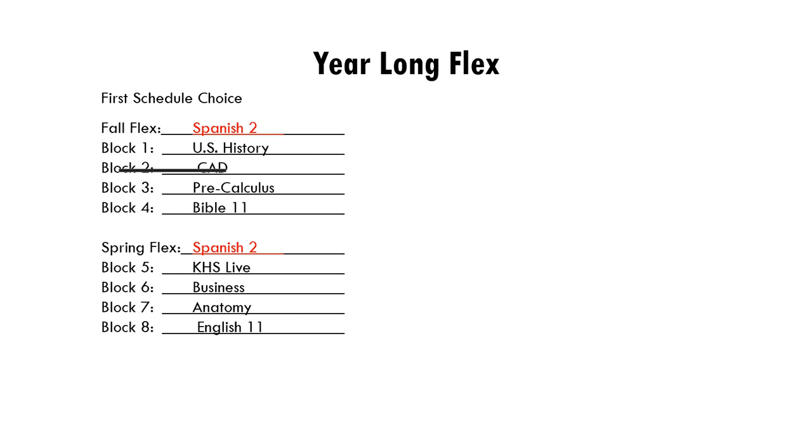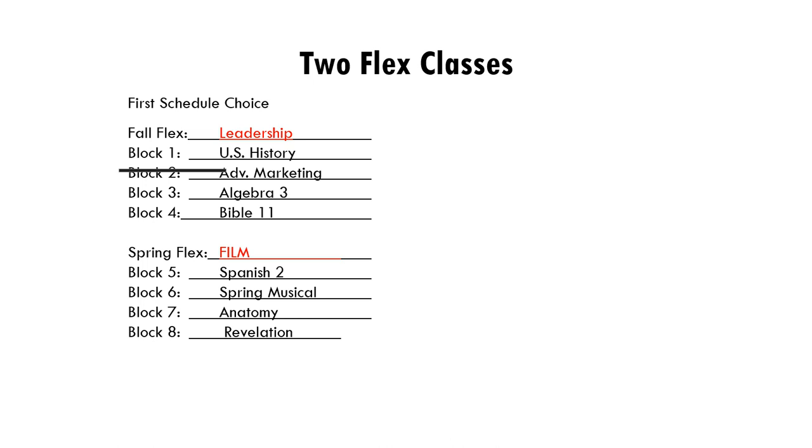The trickiest part of filling out the registration form is Flex blocks, so let's just look at a few samples. This is a schedule that has elected to have a year-long course in the Flex block. If you look at blocks for Spanish 2 on the class grid, you'll see that Flex is shaded gray. This is because Spanish 2 in Flex runs all year long. Again, all Flex block classes that run all year are shaded gray.